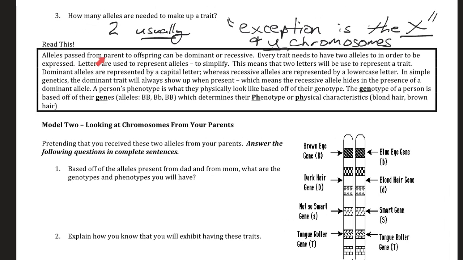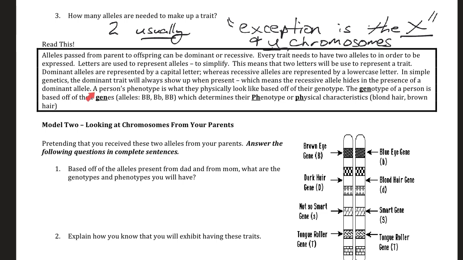Alleles are passed from parents to offspring, and can be dominant or recessive. Every trait needs to have two alleles in order to be expressed, except for X and Y. Letters are used to represent alleles to simplify. This means that two letters will be used to represent a trait. Dominant alleles are represented as a capital, whereas recessive alleles are represented in lowercase. In simple genetics, the dominant trait will always show up when present, which means the recessive allele hides in the presence of a dominant allele.